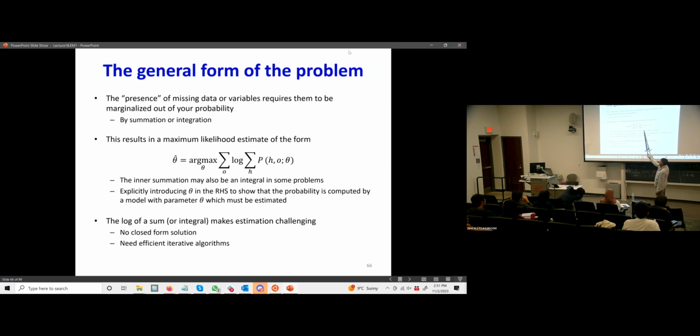And in the process of marginalizing them out, I end up with an estimation of this kind, where if I represent all of these missing variables by the symbol H, then for each observation, the log likelihood, the log probability of what I did observe, is the log of the sum or the integral over H of the joint probability of H and O, where H is the data that you didn't actually get to see, but you would have liked to see. And the log of a sum or an integral makes direct optimization of these formulae really challenging. No closed form, you need iterative algorithms.